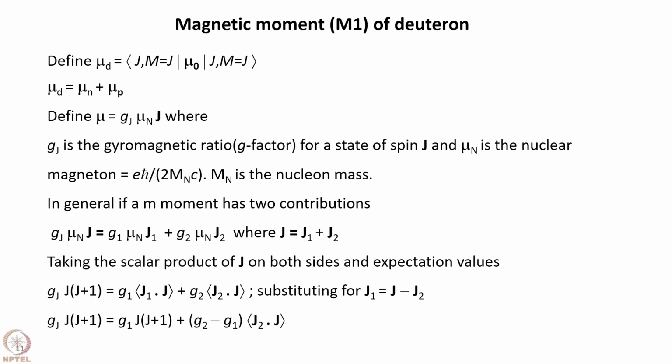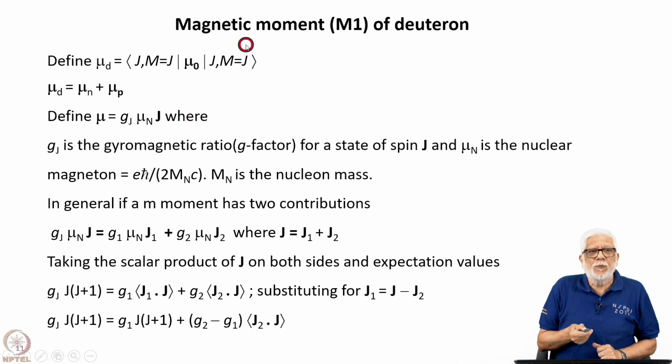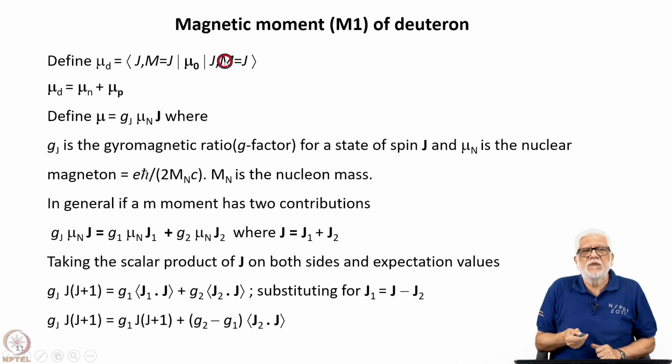Okay, so now we come to some of the static properties of the deuteron. So the magnetic moment of the deuteron is defined in terms of this operator, the expectation value when the substate m is equal to j. Okay, so the m substate is the maximum value that it can have, and in that you can take the expectation value of the magnetic moment operator, the M1 operator, and for the deuteron, this is of course the sum of the two magnetic moments, mu n plus mu p.